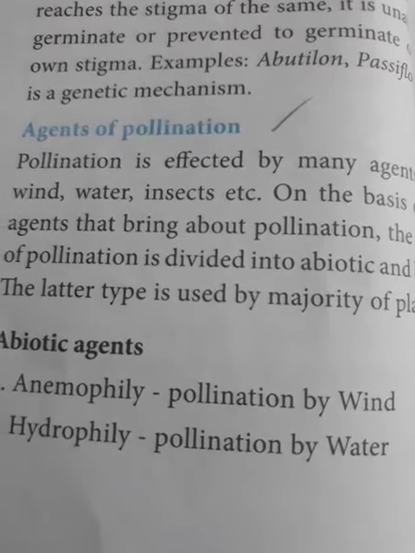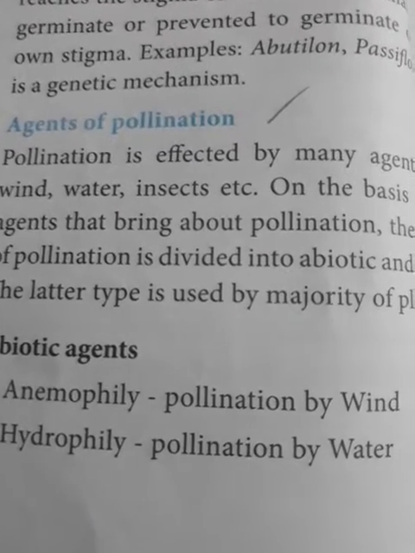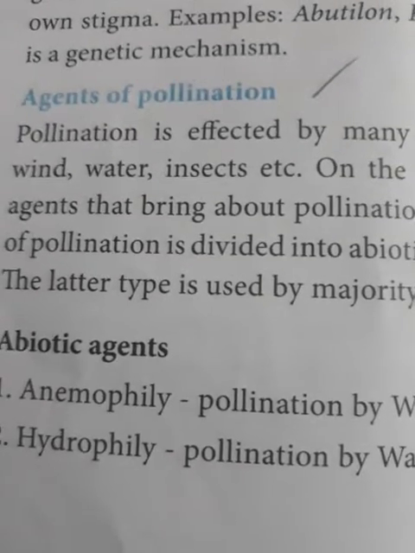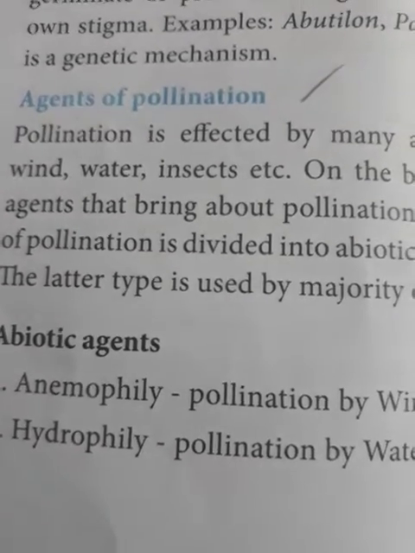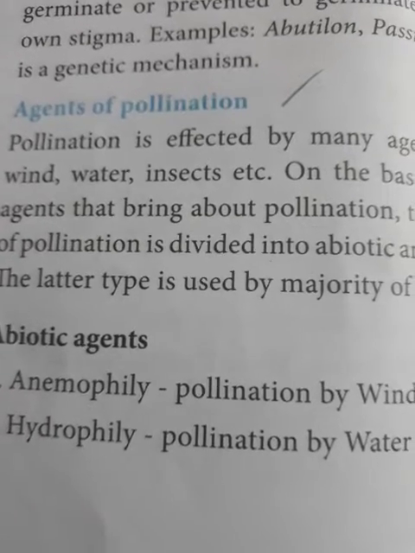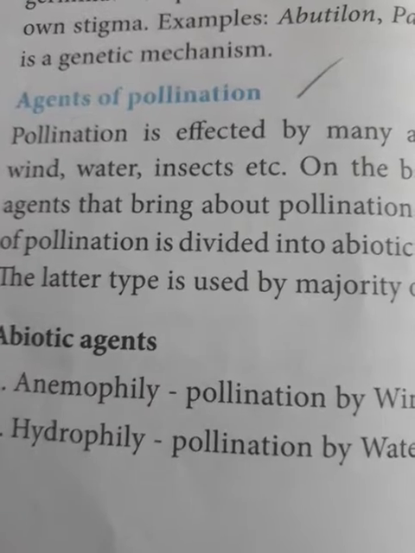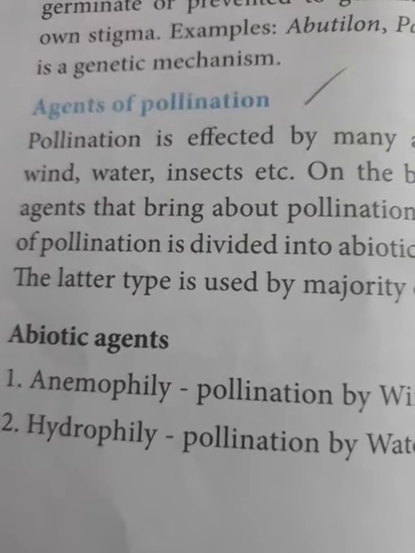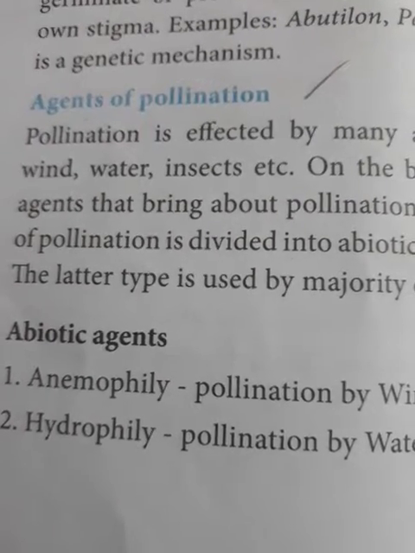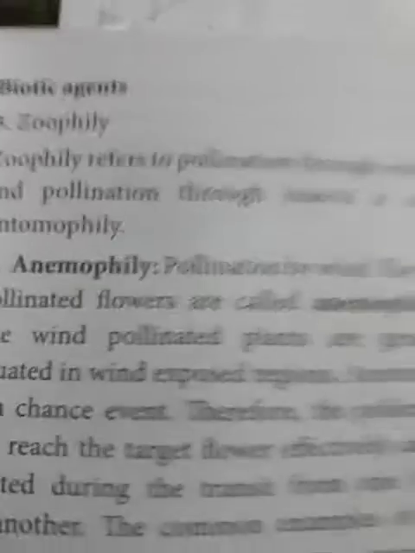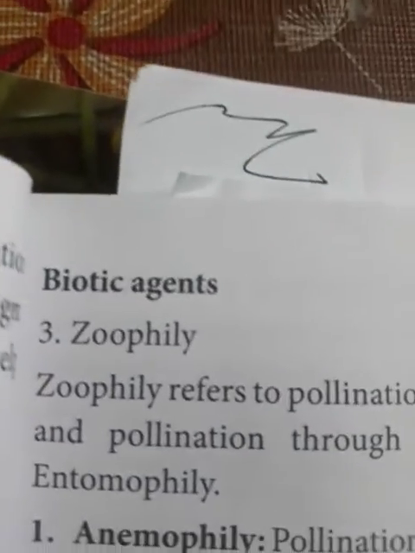There are two types. First, abiotic agents. In your syllabus, two things have been discussed: wind and water. If the pollination is affected by wind, it is called anemophily. Already we know the term. And the second is called hydrophily, when the pollination is affected by water. These two are discussed under abiotic agents, and for biotic agents, it is called zoophily.